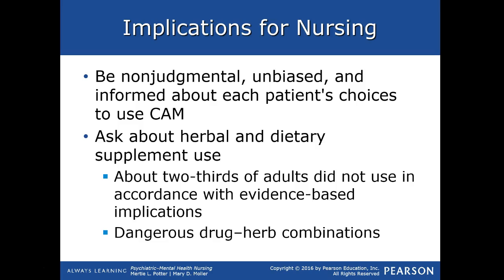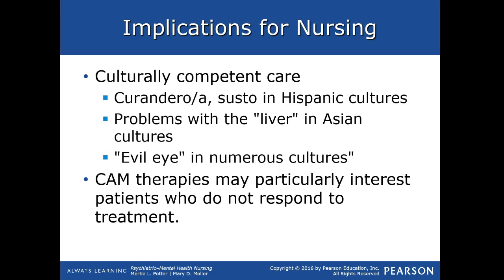Because if you look, about two-thirds of adults did not use them in accordance with the evidence. Somebody will say, oh, I was at Walmart and I picked up this herbal medicine and it has helped me immensely for this problem. But when you really look at it, it's not for that problem, and it could cause problems elsewhere. And there are a lot of drug to herb combinations that cause complications. So you have to be really, really careful.